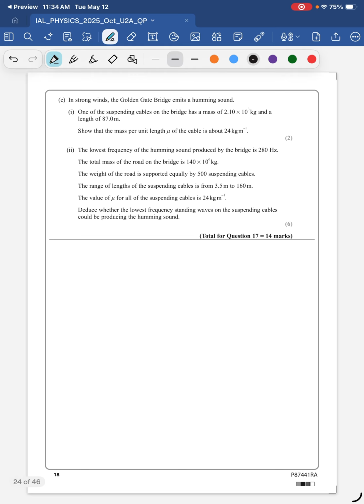Okay, this was problem B. C. In strong winds, the Golden Gate Bridge emits a humming sound. One of the suspending cables on the bridge has a mass of 2.1 times 10 to the third kilograms and a length of 87 meters. Show that the mass per unit length mu of the cable is about 24 kilograms per meter.